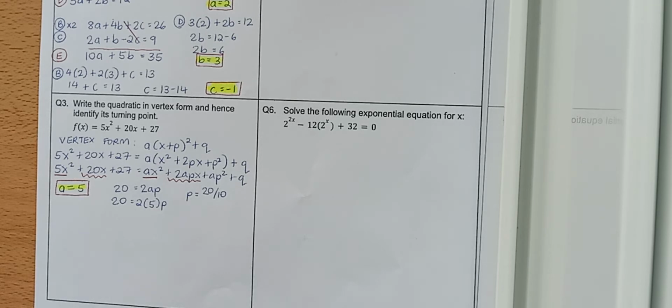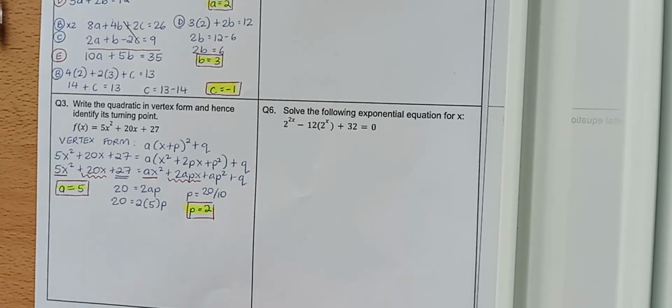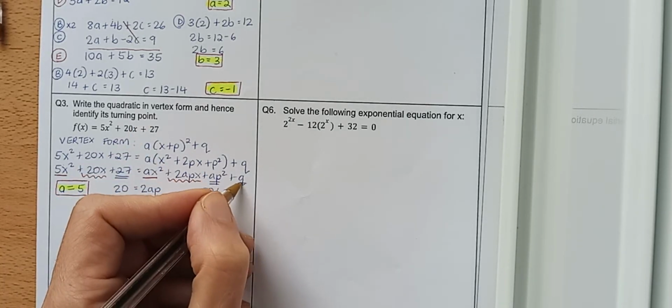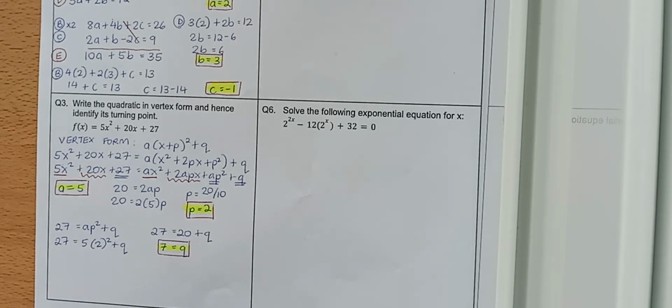So p is 2, and then I'm going to take the constants on each side and equate those. Now, on the left-hand side, I just have the 27. But on the right-hand side, both of these guys are constants because there's no x, no variable at the end of them. So I must take both of those into account in my last little equation. And again, now I've got some of those values. I've got the a and I've got the p. I'll fill those in. So I have my a, my p, my q.